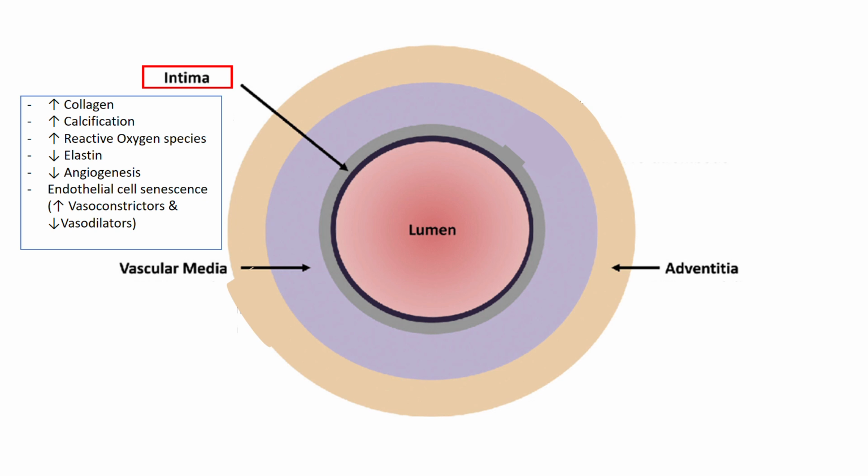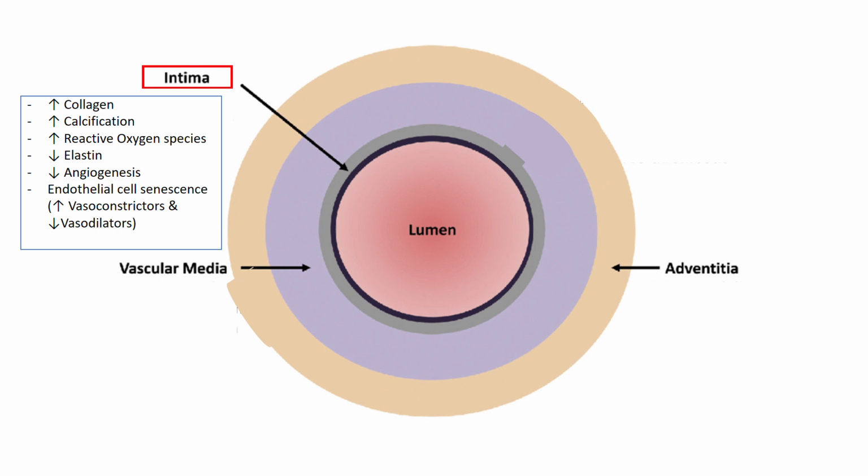So what about the intima in particular? Collagen increases as discussed, and calcification also. There will be higher reactive oxygen species. Elastin decreases as elastin fraying occurs with increased activity of elastase, and angiogenesis decreases. Before moving to the next part, we have to highlight that collagen increases because irreversible cross-linking of the collagen occurs.